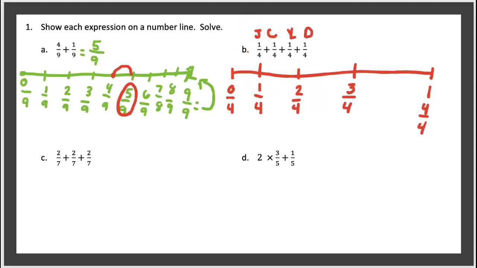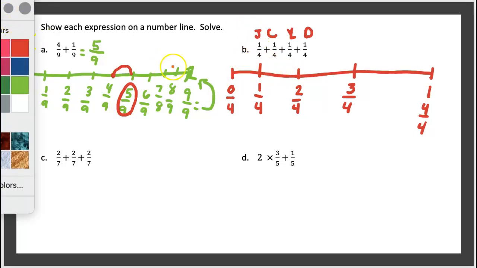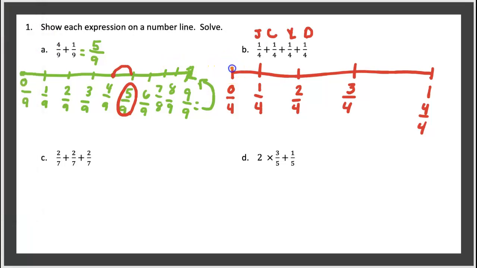So if I start at 0 over 4, and I'm adding 1, 2, 3, 4 ones, 1, 2 pieces are given out, 3, 4. So I know that I'm going to end up right here at 4 over 4, because 1 plus 1 plus 1 plus 1 equals 4 over 4. And I know that 4 over 4 is equivalent to 1 whole, just like this is. So that's how you would show that expression.